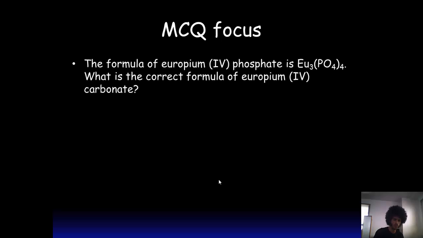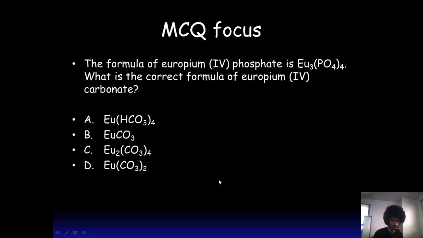The formula of europium phosphate is Eu3(PO4)4. What is the correct formula of europium carbonate? So, in order to work this out, this information here, you could use. And if we're just going to break this down, we know that europium has got a charge of 4 plus, and phosphate, in order to make this work, has to be 3 minus, okay? And you can see that by doing crisscross, you get the formula here, 3 lots of europium, 4 lots of phosphate. The question is, does it add up with all this one? Well, let's have a look. So which is the correct formula for europium carbonate?